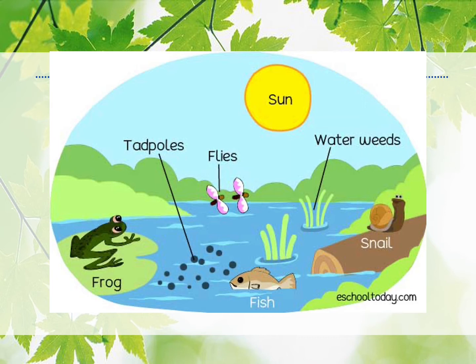And what if there is no water? Again, the same thing. The fish will die. These water weeds will die because they grow in water. So there is a balance between all these. There is an interaction between all these. That's why we call it an ecosystem.